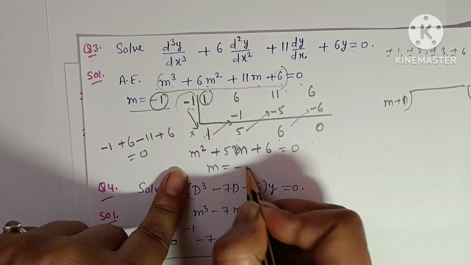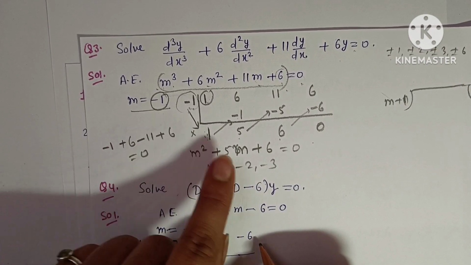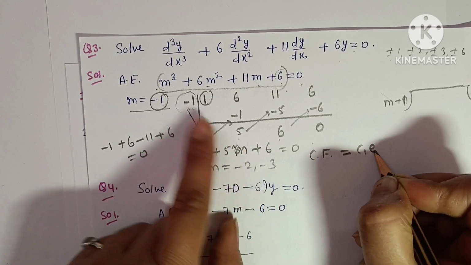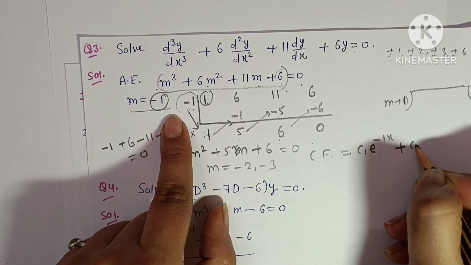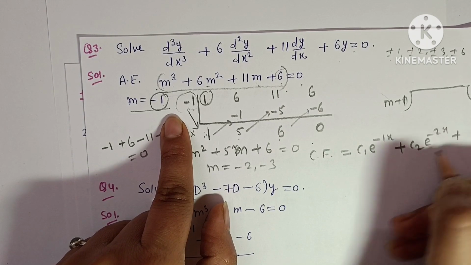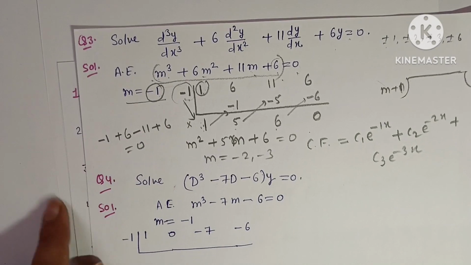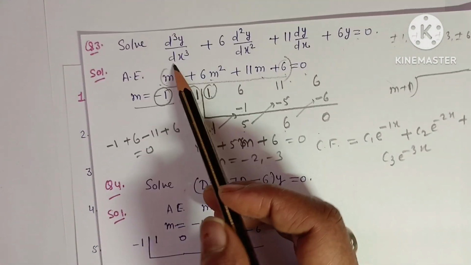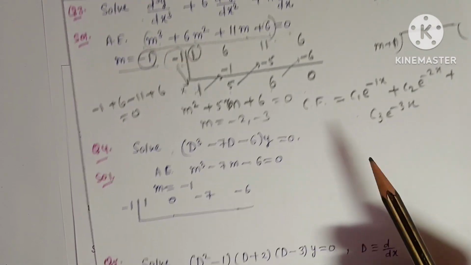Okay, now you can find the roots of this equation. The roots will be -2, -3. Okay, so you have these three roots, -1, -2, -3. Now you can write the CF. CF will be C1 e to the power -x plus C2 e to the power -2x plus C3 e to the power -3x. Okay, next, in this also you have to solve. So the particular integral will be 0 and y will be equal to CF. So you can write that.